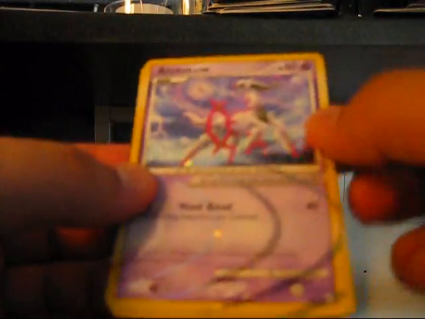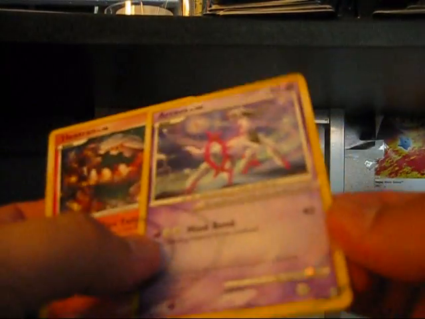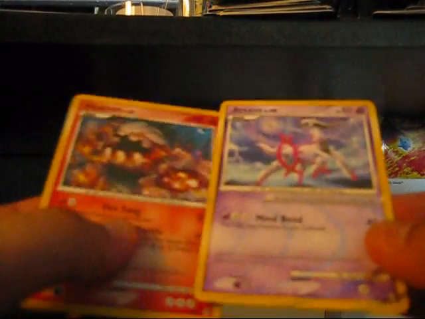Ooh, thank you! Arceus, oh, that was a good pack. I got a Heatran Holo and an Arceus Psychic, and I was missing that. Finally something good. That is awesome. Not bad. Last pack.